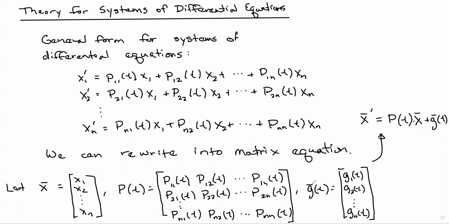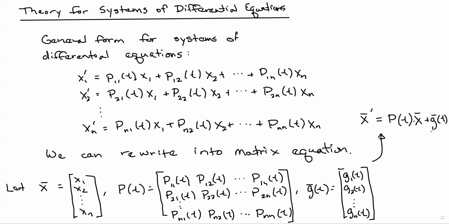If you were to substitute these in place of each of those in the equation, and then multiply everything out, it would get you back to here. All right, so this and this are the same. This is just a shorthand version of it. And so we go from a system of equations written this way to a matrix equation.